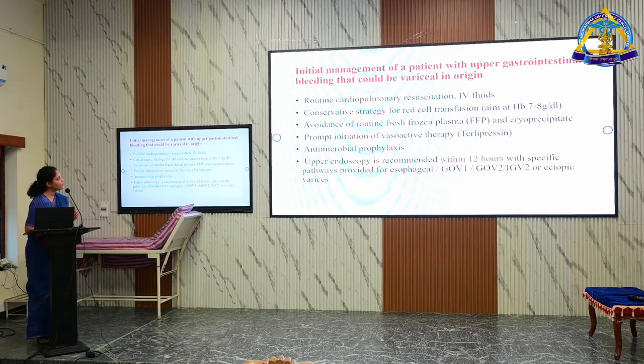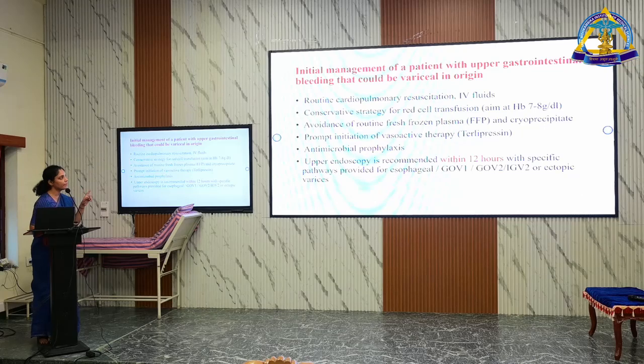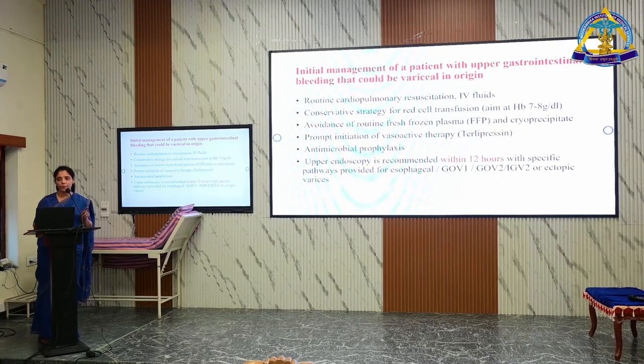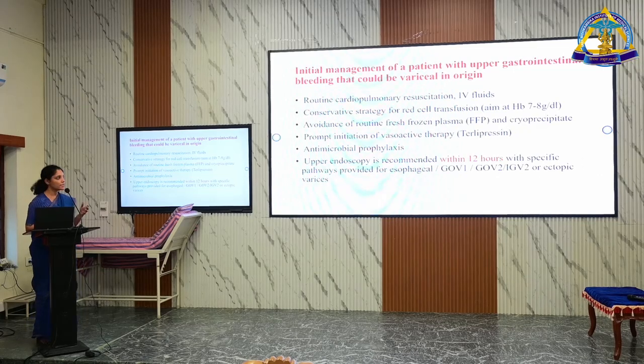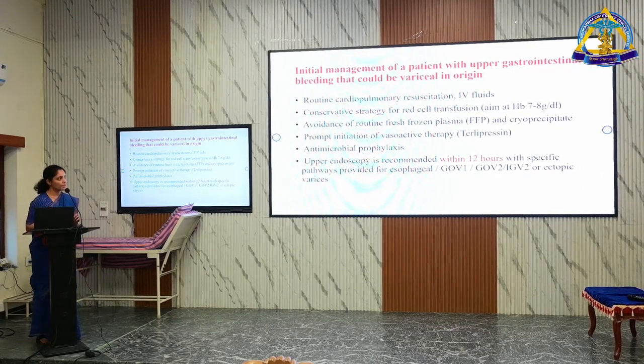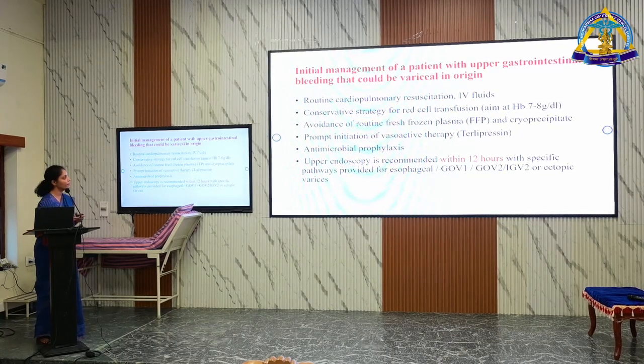So initial management of a patient, this is what I said earlier. And one thing, conservative strategy for transfusion. So we should aim at a hemoglobin of 7 to 8 gram per deciliter. If the patient has some comorbidities, you can go up to 9 max, but it is usually between 7 to 8. Over transfusion has been found to be not a good prognostic factor in these cases of acute variceal bleed.